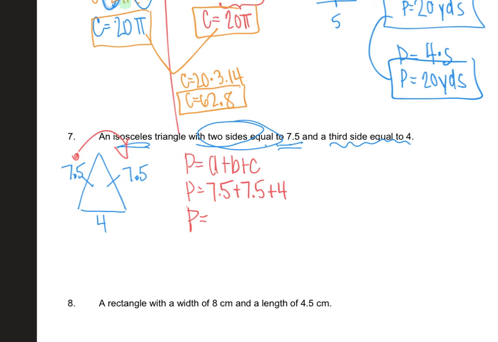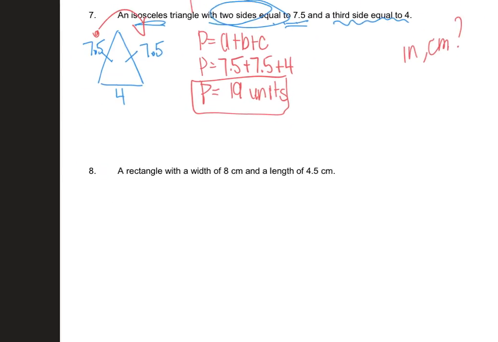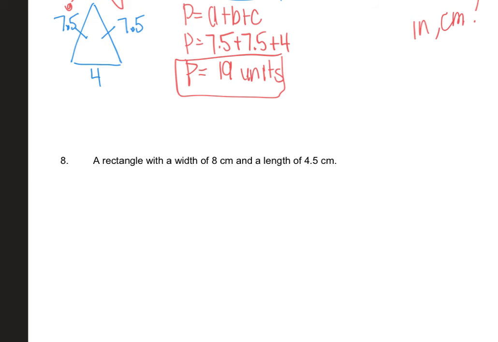7.5 plus 7.5 is 15, plus 4 is 19, and we did not have a unit. Notice they didn't give me inches or centimeters. So we just write units after it if they don't give us one. Okay, my page gets jumpy sometimes.